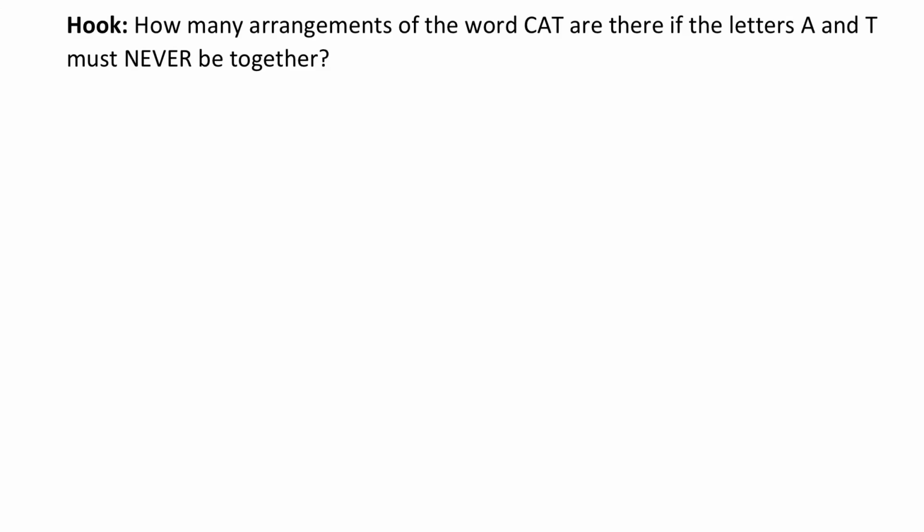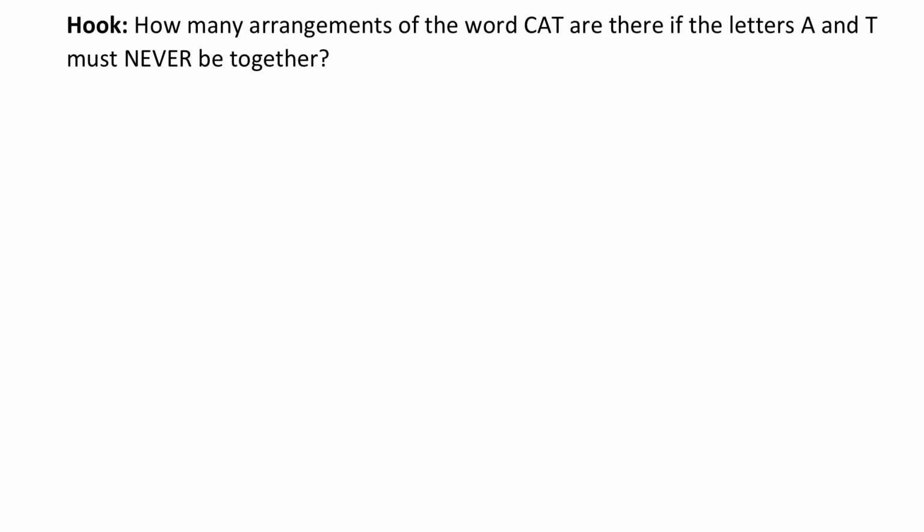Hello. In this video, we're going to look at the opposite problem from last time. How many arrangements of the word cat are there if the letters A and T must never be together? So instead of having A and T always together, now we have A and T never together.